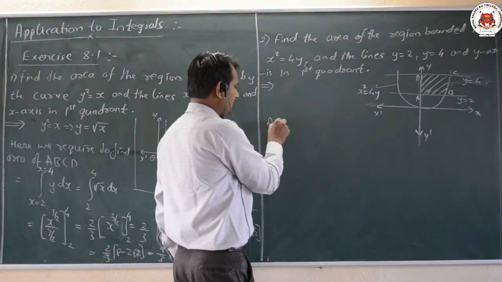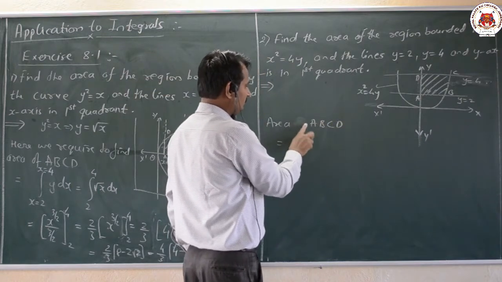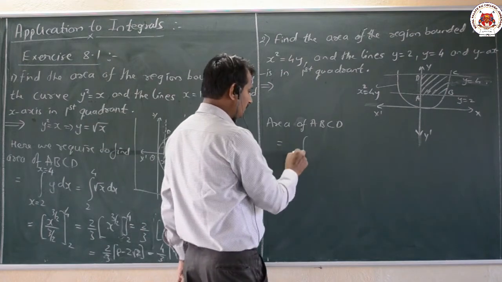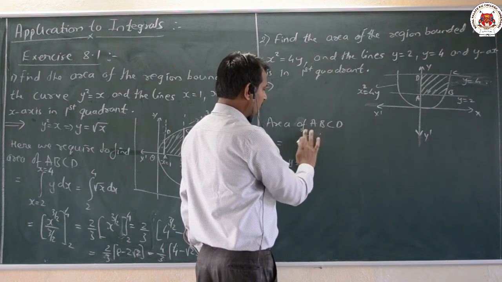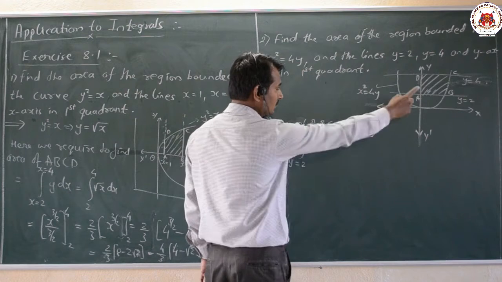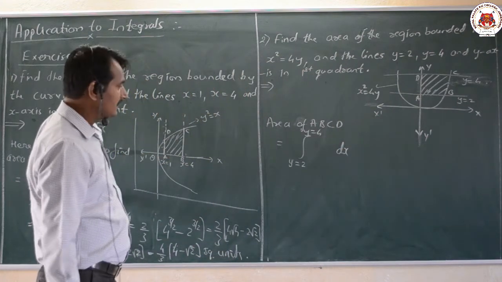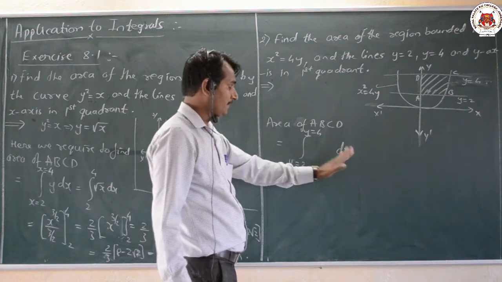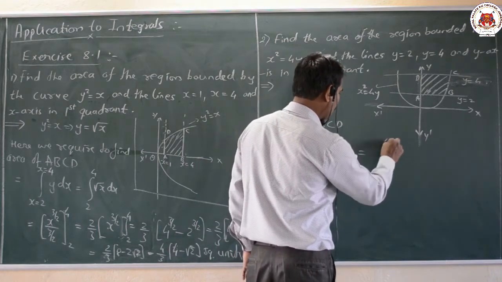Now we require to find the area of A, B, C, D, which is equal to the integral from y is equal to 2 to y is equal to 4. Next, with respect to y axis means I have to write dy, and if it is with respect to x axis means we have to write dx. That is very simple, dy. Now the value is equal to the integral of x from 2 to 4 dy.